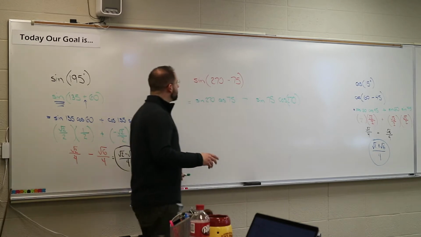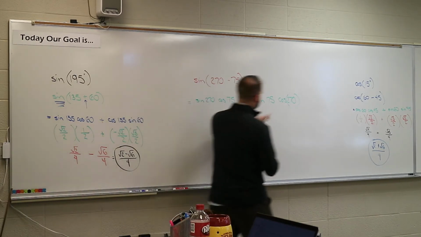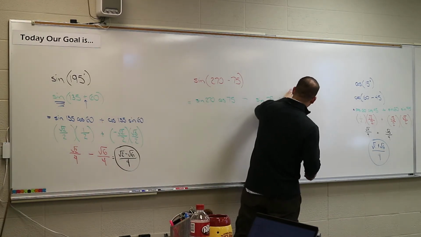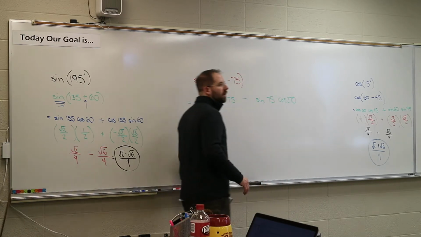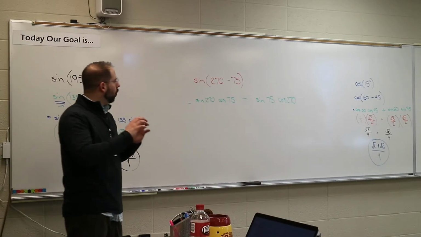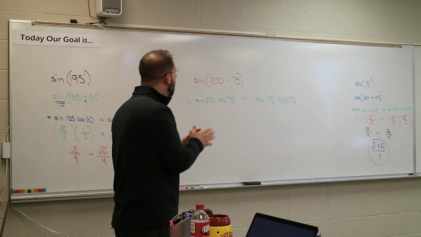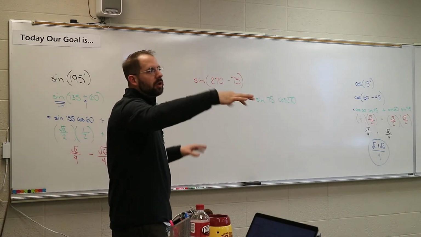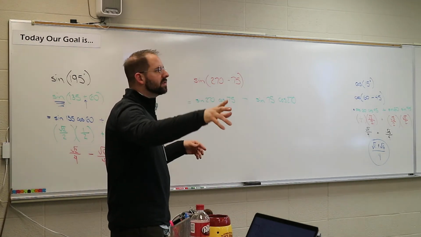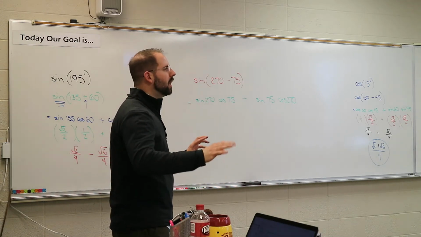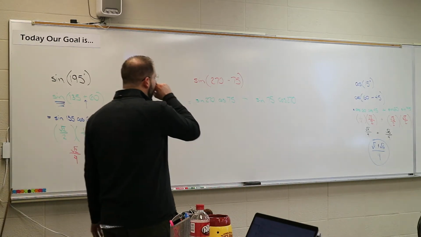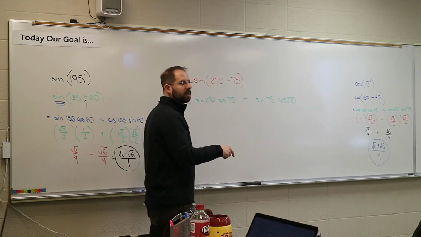Now, what makes this problem difficult? Because on the problem, 270, fine. You can look at your unit circle, you can rattle off what cosine and sine are for 270, they're nice numbers, or they're negatives or zeros. But 75 isn't.